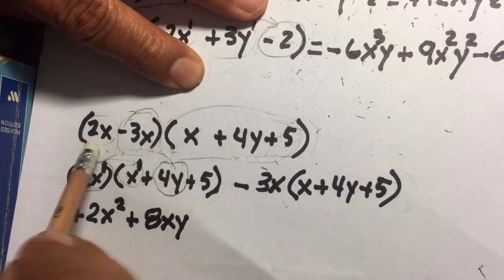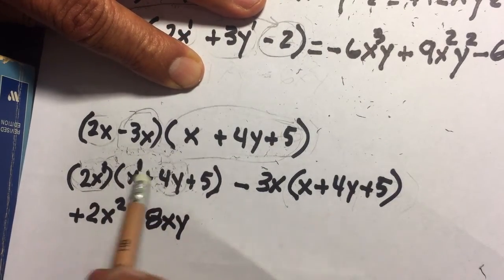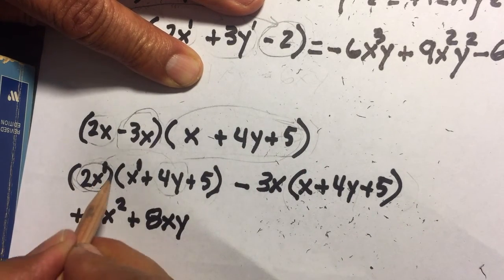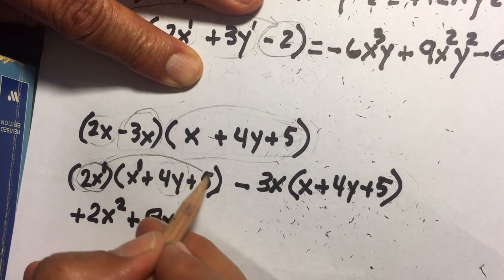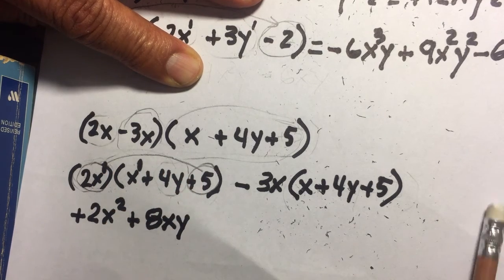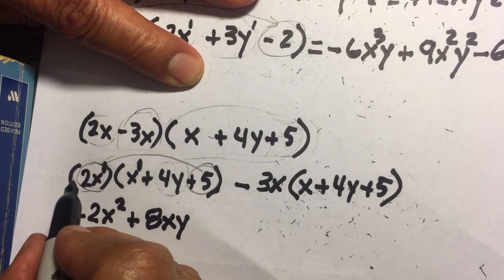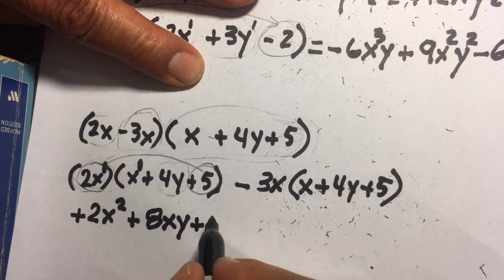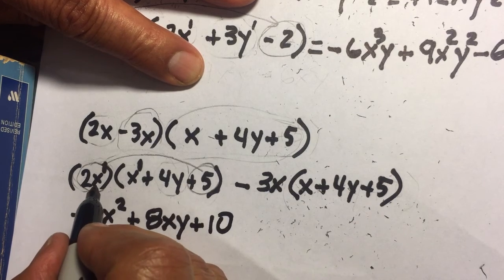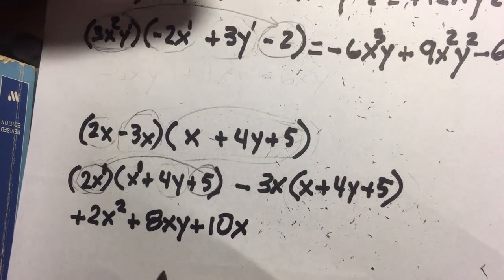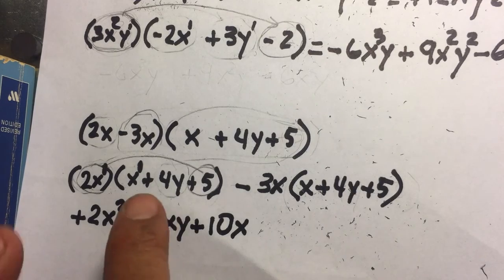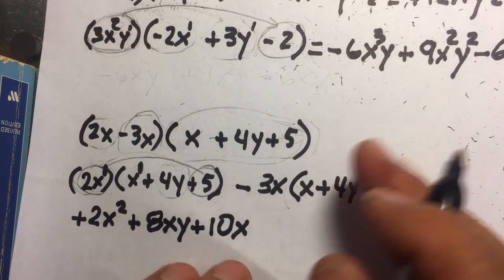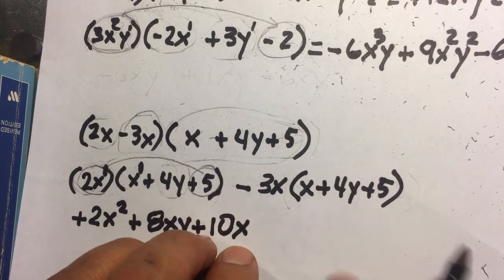We proceed now to multiply this times this. We multiply signs. Plus times plus is plus. 2 times 5 is 10. Letter X. So we are done with that multiplication of these two terms. Let's proceed to do the multiplication of this expression.